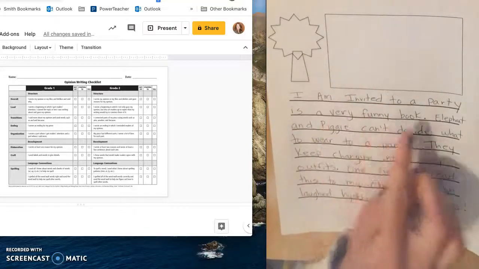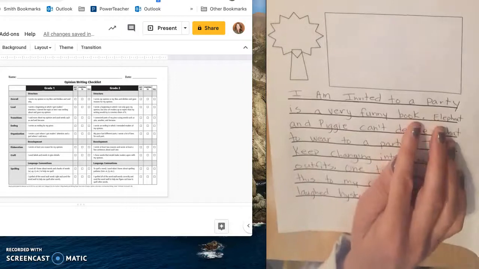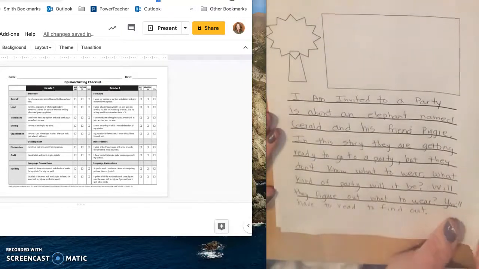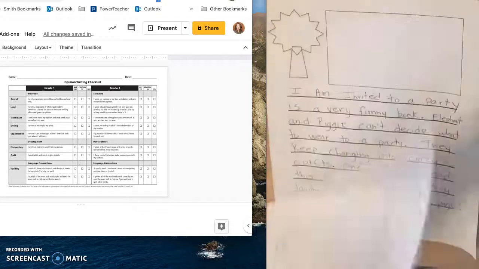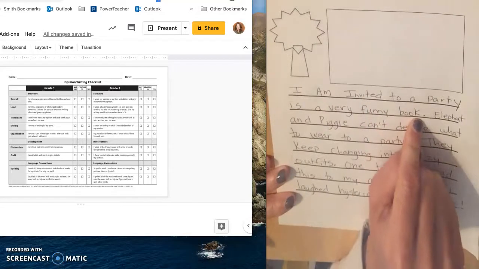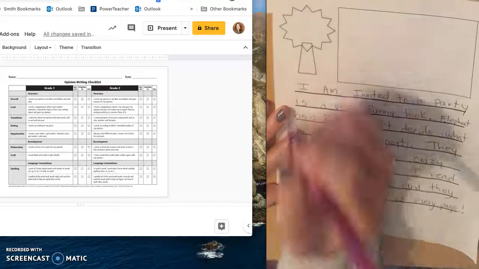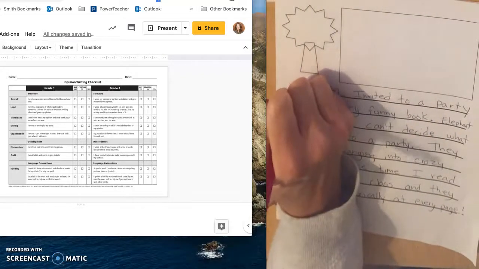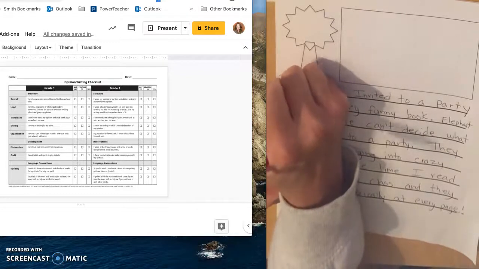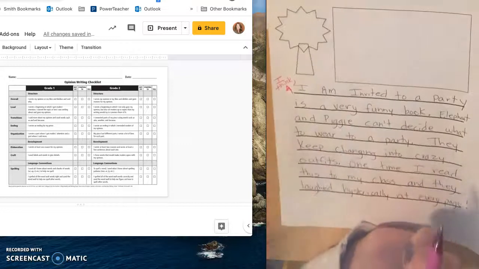"I Am Invited to a Party" is a very funny book. And then there's my opinion right there. So I told a sneak peek to get my reader interested, and I told my opinion. I think that this is a very funny book. I might even want to add right here some words that make it clear what my opinion is. So I'm going to add, I think "I Am Invited to a Party" is a very funny book.